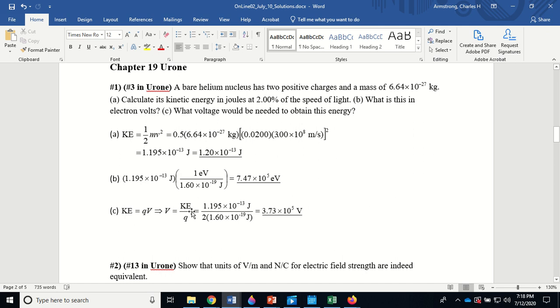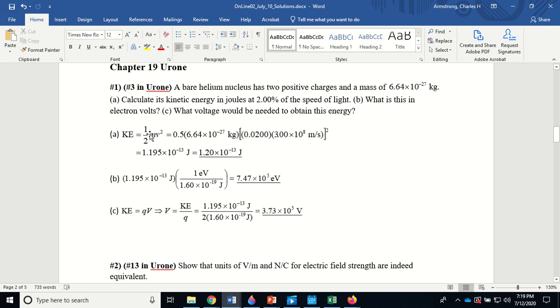A bare helium nucleus has 2 positive charges and a mass of 6.64 times 10 to the minus 27 kilograms. Calculate the kinetic energy in joules at 2% the speed of light. Speed of light is 3 times 10 to the 8th meters per second. So to get 2% of that, we multiply it by 0.02. And they've got 3 significant digits, so we want to use 3 significant digits here as well. So if it was 100% the speed of light, we put a 1 there. If it was 80% the speed of light, we put a 0.8 there. But it's only 2%, so we put a 0.02 there. So this will give us the velocity that it's traveling at.